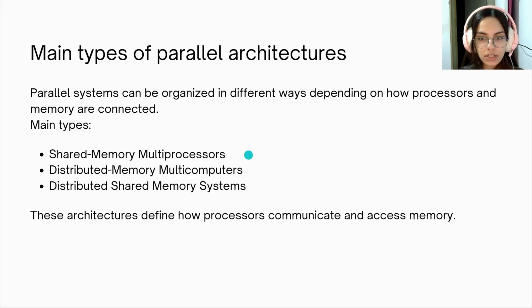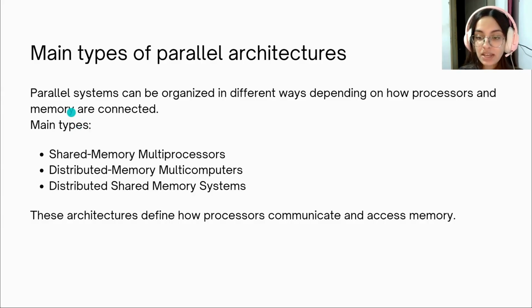One important model is the shared memory multiprocessors. In this architecture, multiple processors share the same main memory and communicate by reading and writing data in that shared memory space. So this model simplifies communication between processors, but it can also create bottlenecks if many processors try to access memory at the same time.